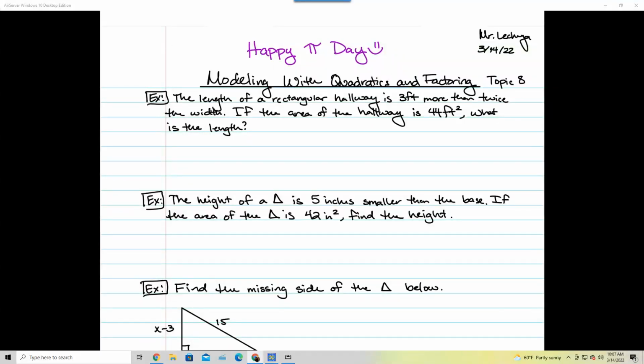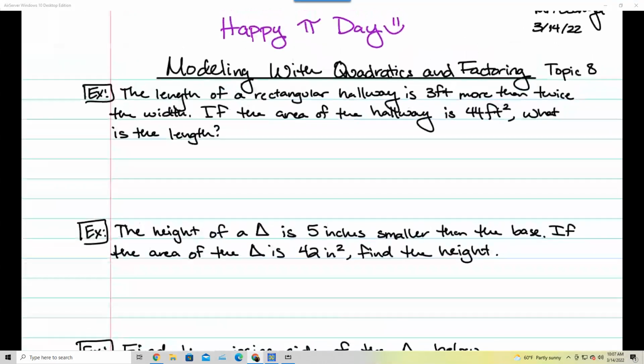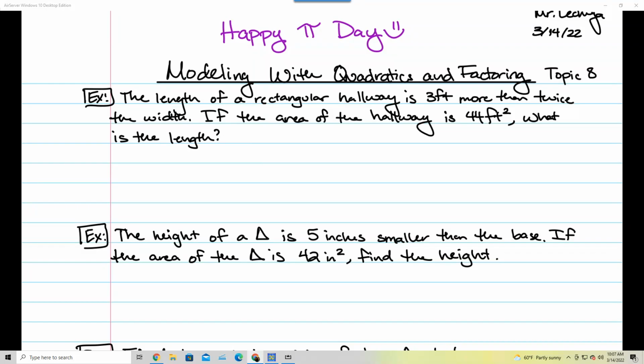Let's go ahead and jump into these problems. And if you notice, these problems are going to be a very nice mix of the stuff that we've been doing the past week, 2 weeks, 3 weeks, along with some of the stuff that we did last semester. So the stuff doesn't go away; it just continues to build on itself. So let's talk about the first problem.